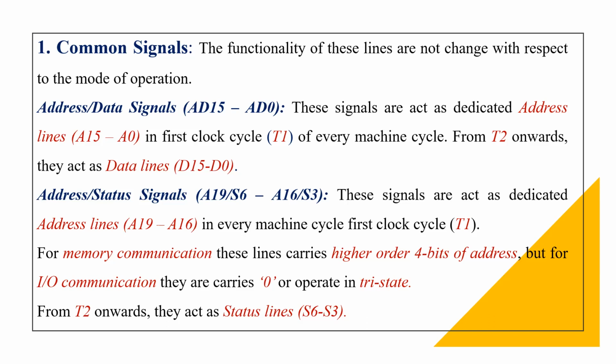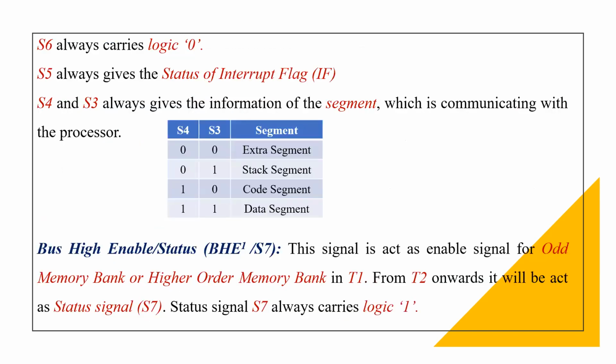Similar to the previous case, from T2 onwards of every machine cycle, the same signals become status signals S6 to S3. They give us status information. In that prospect, the status signal S6 always carries logic 0. There is no dedicated function allocated to status line S6, so it always carries a logic 0.